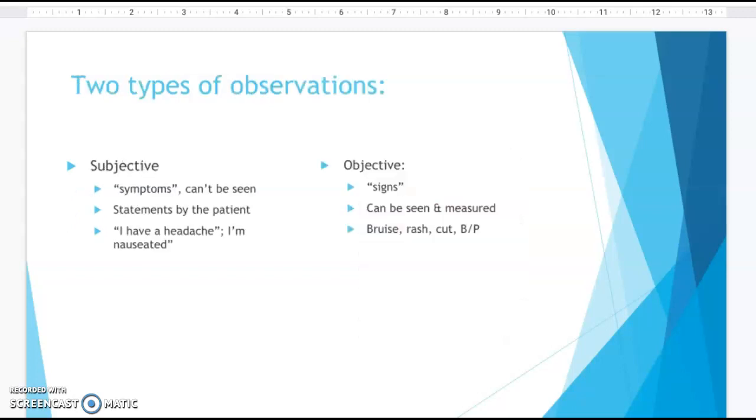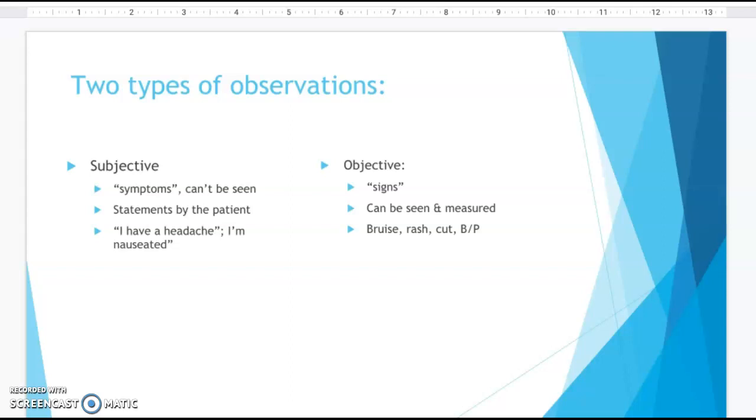There are two types of observations when you're talking about charting. There's subjective and objective. Now, subjective is the symptoms that the patient has. Subjective observations cannot be seen. They are statements that are made by the patient, like, I have a headache. I'm nauseated. Okay? You can't see those. You can't measure those. So those are subjective.